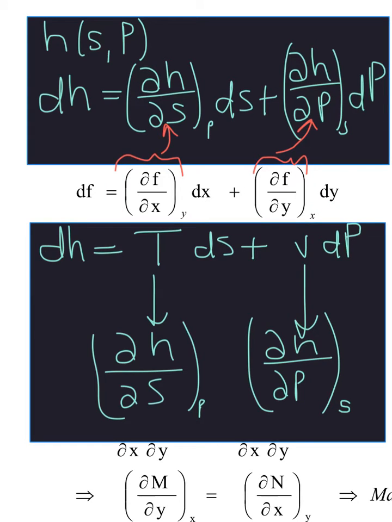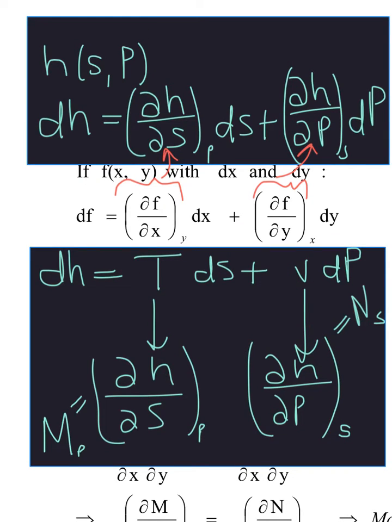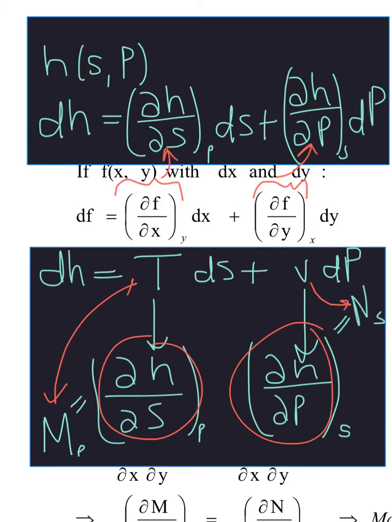What we can further recognize is that the temperature, therefore, is the placeholder for this partial derivative, which represents the slope of our enthalpy change with entropy when the pressure is kept constant, and that the volume here is the placeholder for this slope, which relates how the enthalpy changes with pressure as the entropy is kept constant. And also, temperature, which is this slope, is therefore equal to M, and the volume, which is this slope, is therefore equal to N.